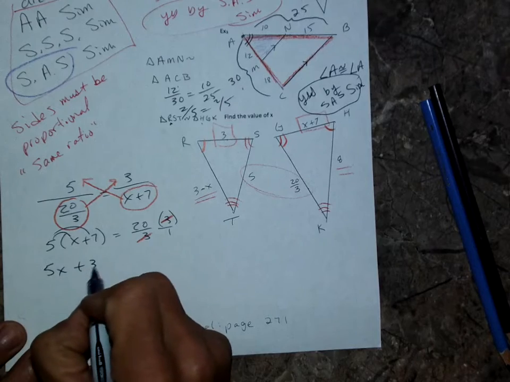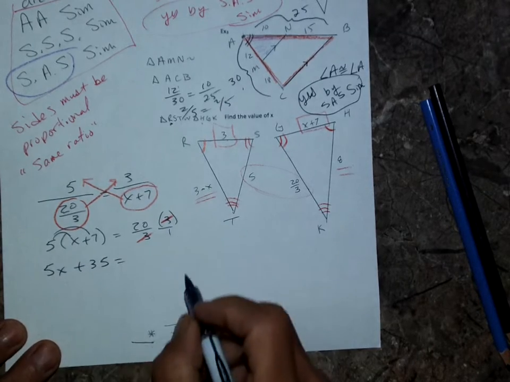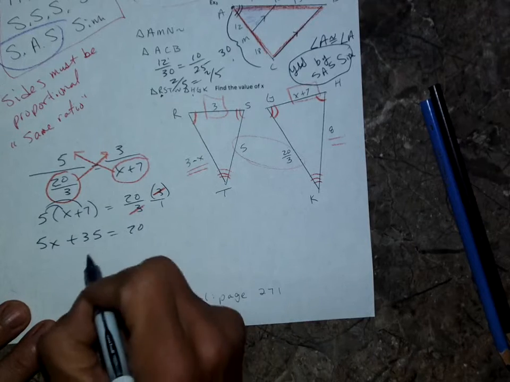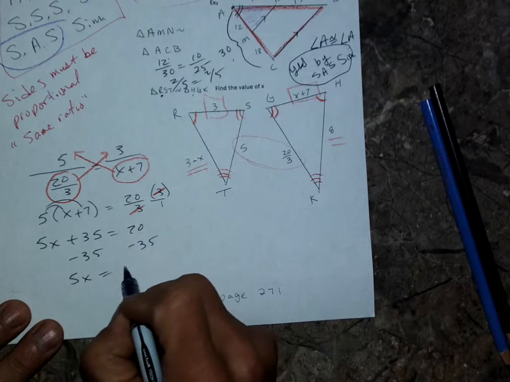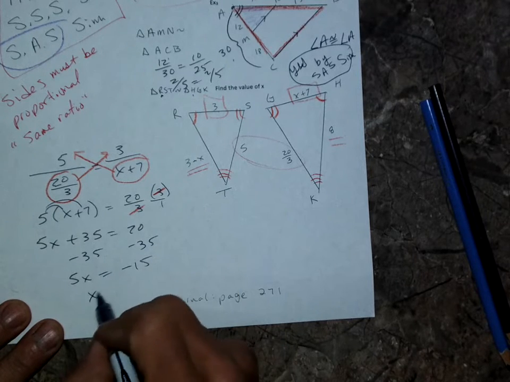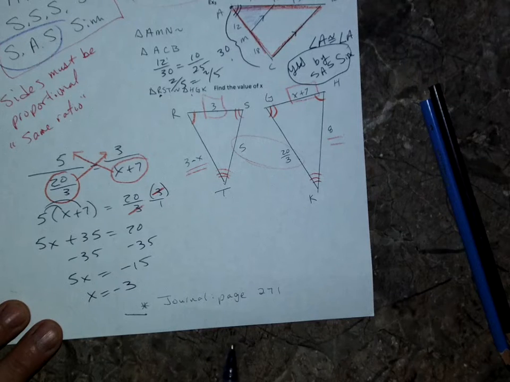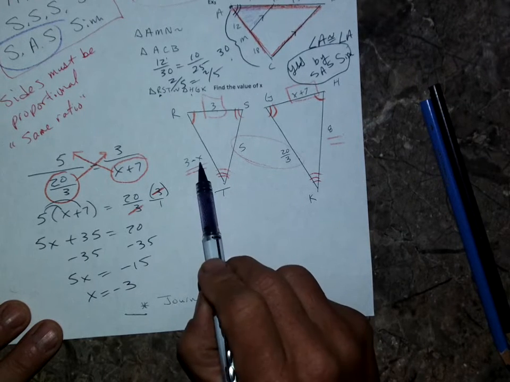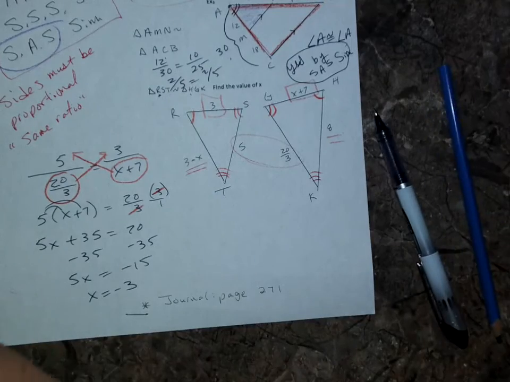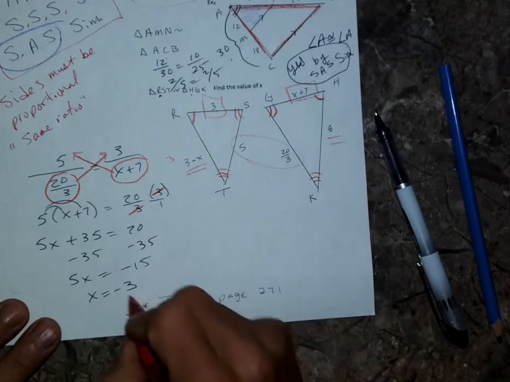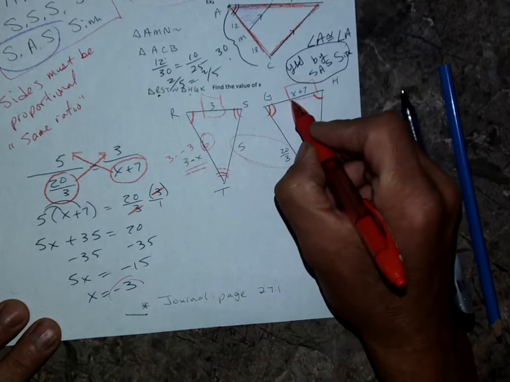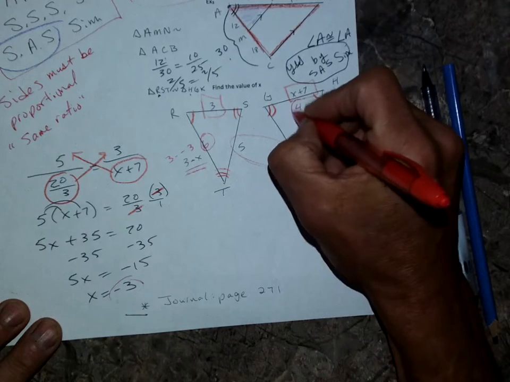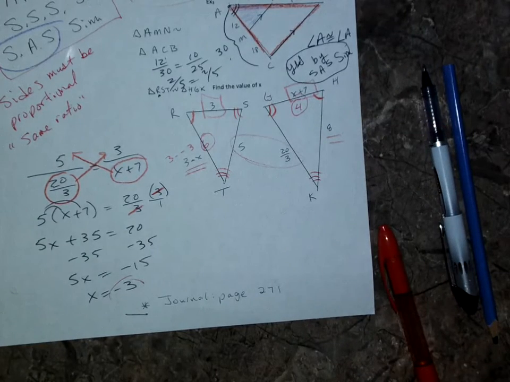5x plus 35 equals 20. Minus 35, minus 35. I've got 5x equals negative 15. Divided by 5, x is negative 3. And that'll work. If x is negative 3, 3 minus negative 3, this side is 6. If I put in negative 3 plus 7, the side is 4. There we go.